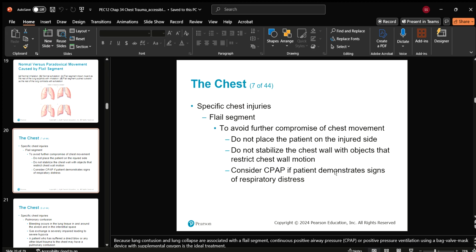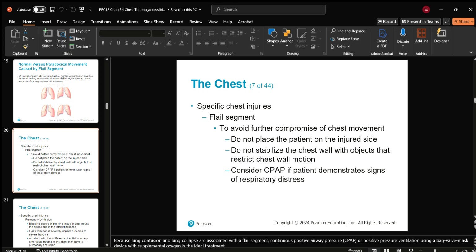So, all right. So with a flail segment, some do's and don'ts for these people. Don't place them on the injured side, okay? And don't place anything to stabilize that segment, because that's going to restrict chest wall movement, and they're already going to be having difficulty breathing due to the injury itself. And they probably have some type of pulmonary contusion, which we're going to talk about in the following slide. Just the amount of blunt force trauma that it takes to fracture that many ribs is probably also going to bruise the lung and cause internal bleeding into the lung itself.